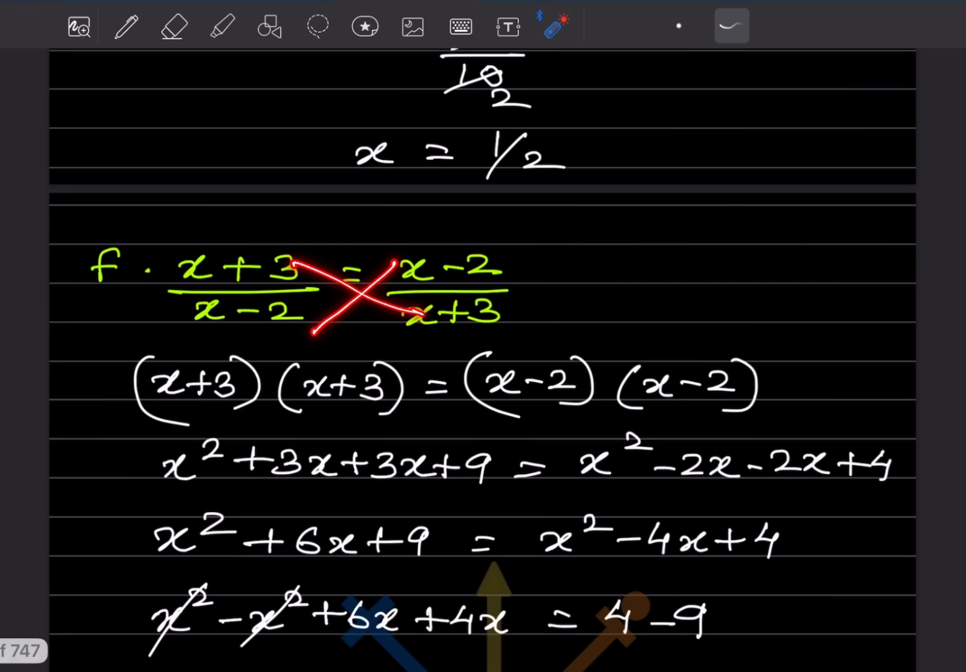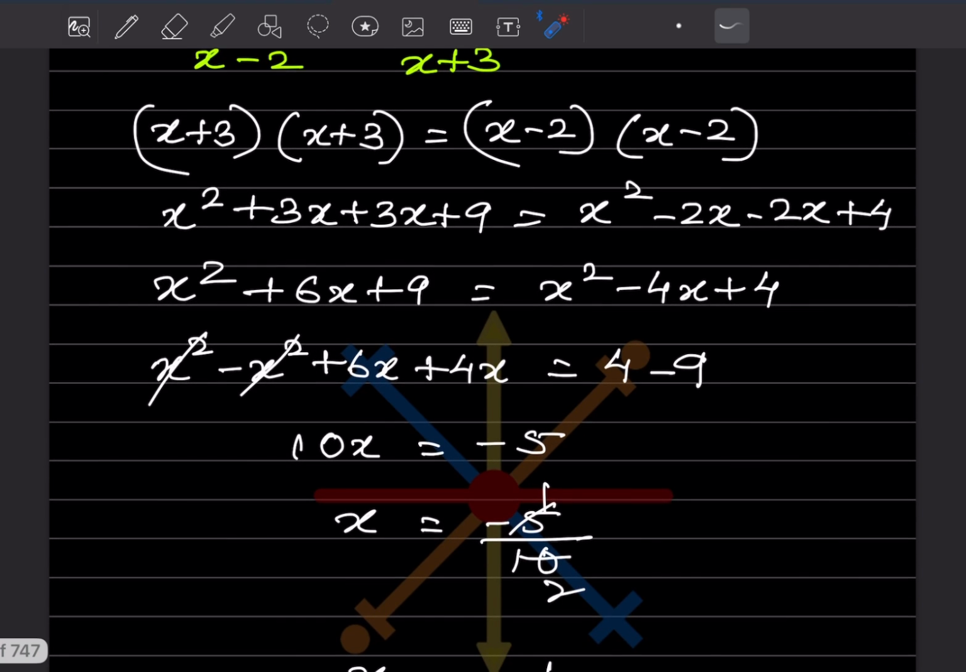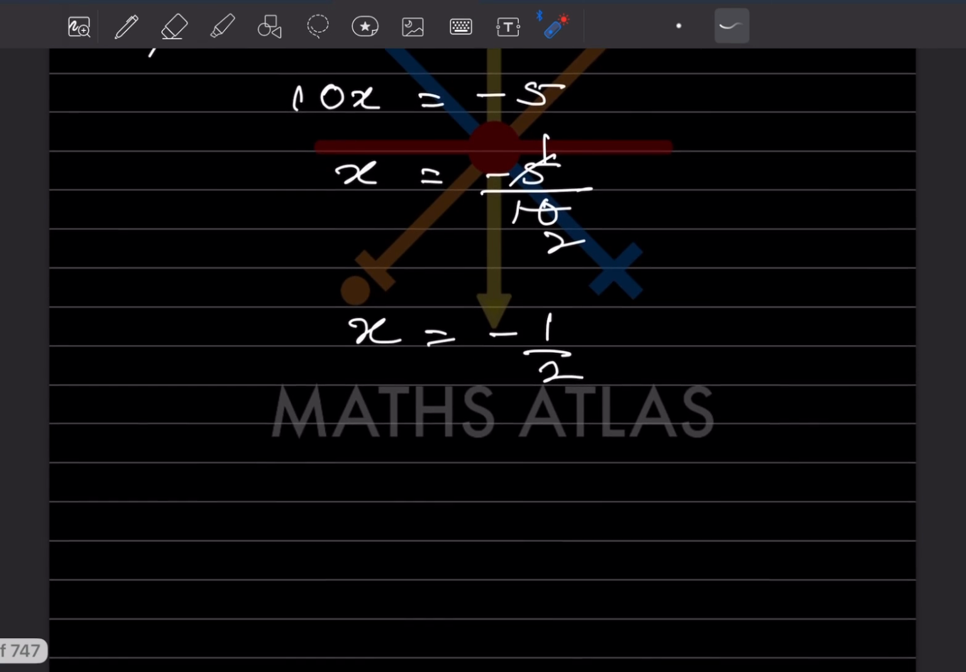Again, this is the same. You can have a look at it, already it's solved. But here it will be minus 5 divided by 10, that is going to be minus 1 by 2.